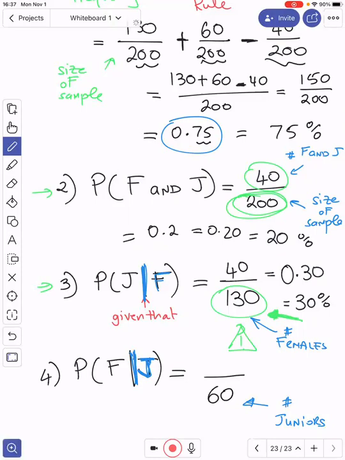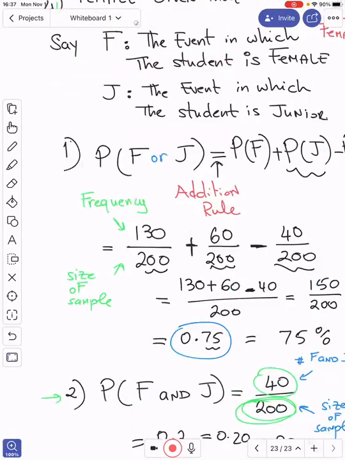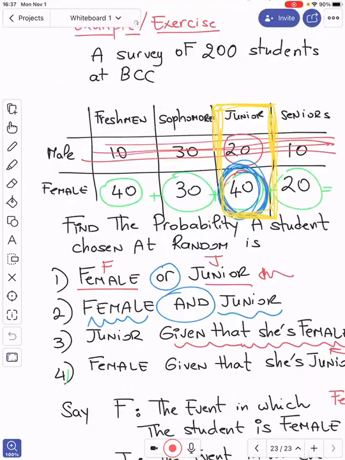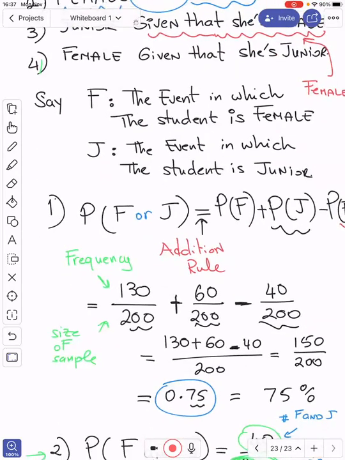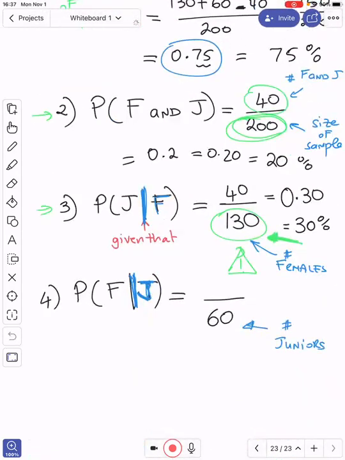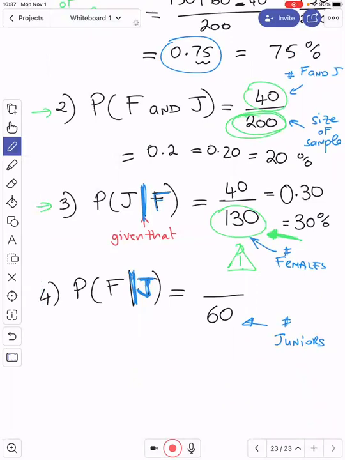Now, how many females among the juniors? 40, right? Again, 40, there are 40 females out of the 60. So we see, guys, in questions 2, 3, and 4, the numerator is always 40, because that's the number of female juniors.